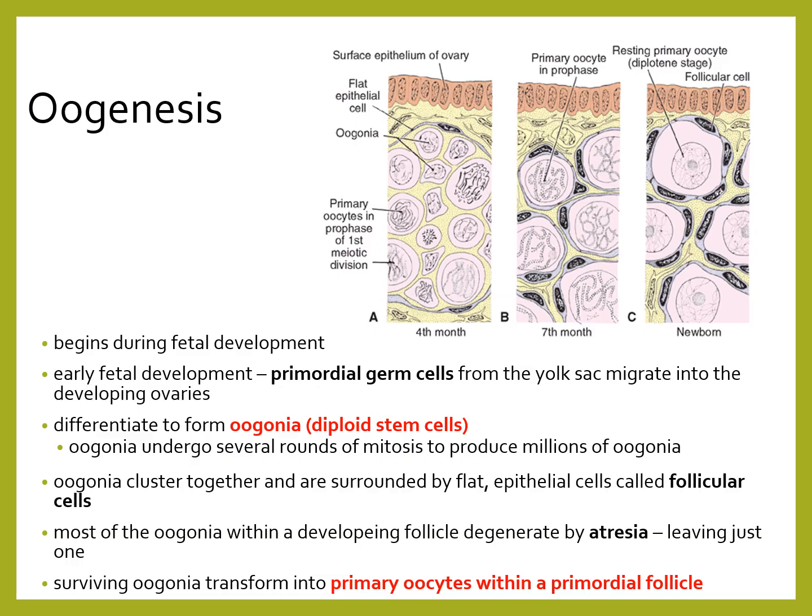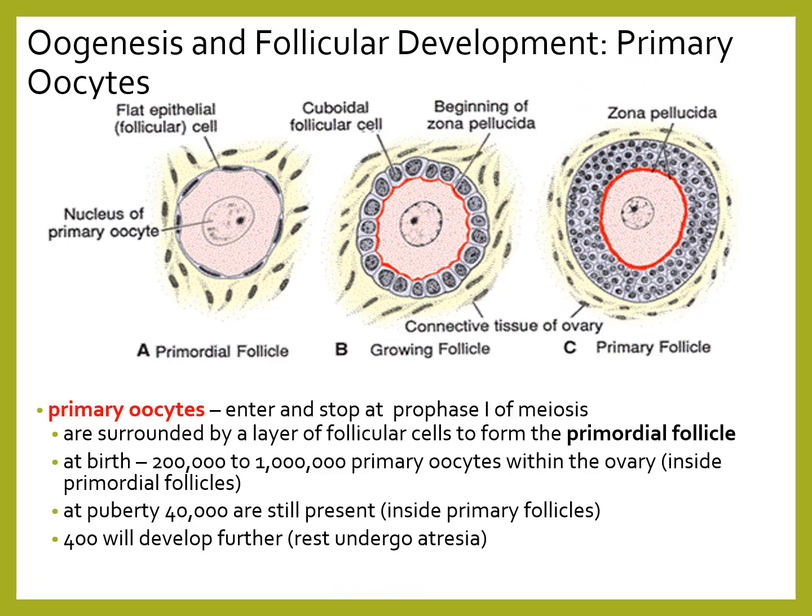What you're going to end up with is a follicle containing a single oogonium. The surviving oogonia within an ovary are going to transform themselves to become primary oocytes within a structure called a primordial follicle. The primary oocytes are going to enter meiosis, however, they're not going to get very far. They're going to enter and stop at prophase 1 of meiosis. They're going to become surrounded by a layer of follicular cells to form what is called the primordial follicle.